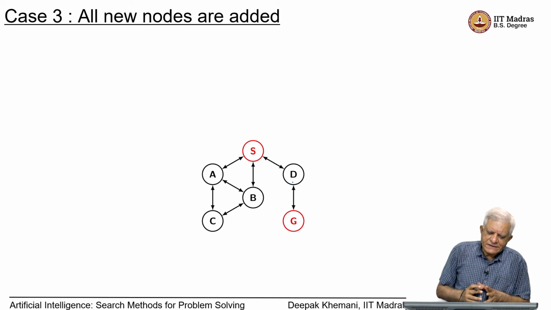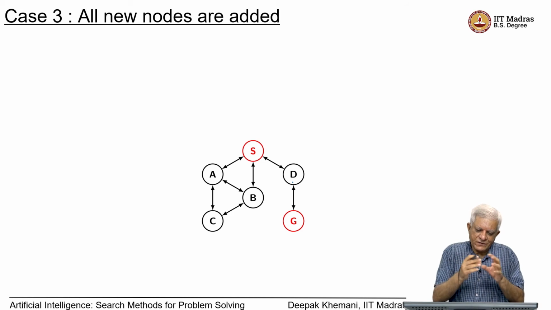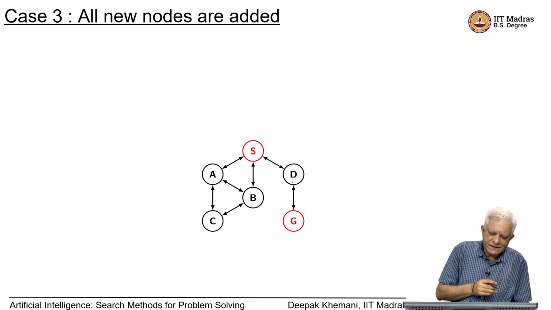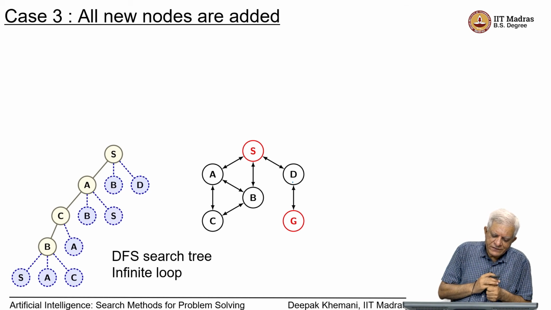So, case 3, which is where we add the most number of nodes, all new nodes are added, which means the remove scene function is not even called, essentially. Anything which is generated as a child of a node is added to open. Where is it added? That depends on whether it is depth first search or breadth first search. Because we have this unrestricted addition of nodes to open, as you can see, depth first search will go into an infinite loop.